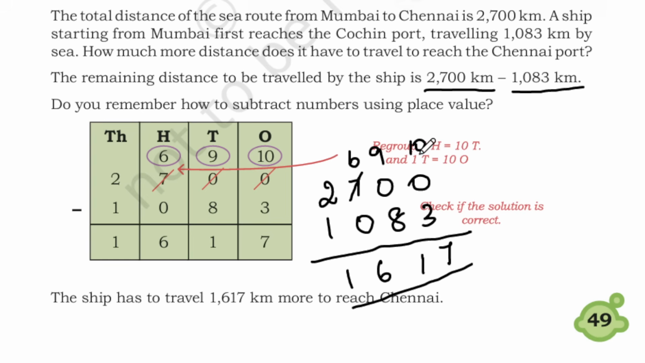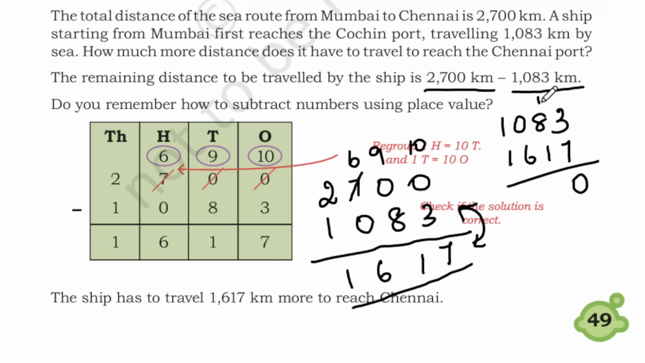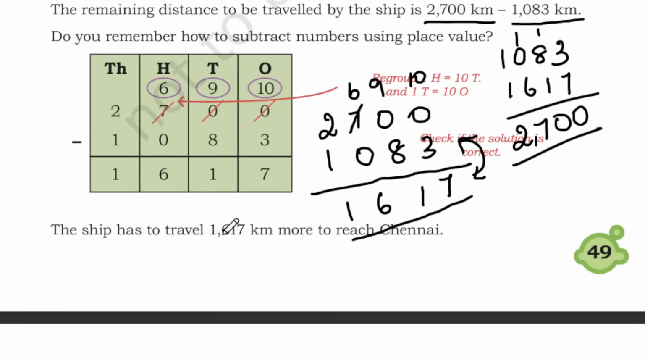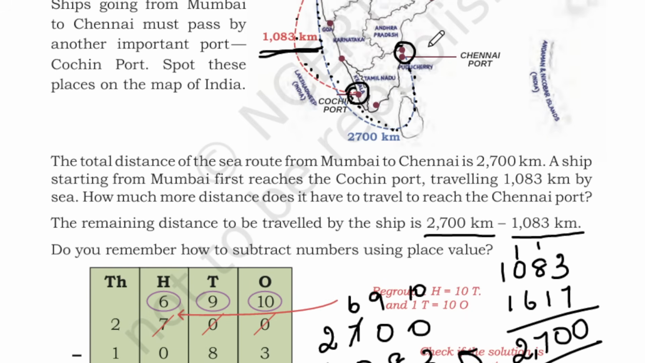Okay. 1617 kilometers. How can we cross check this? If you add these two, you will get the total distance. You can cross check that. You can add 1083 and 1617. So 7 plus 3 is 10, 0 balance 1. So 8 plus 1 is 9, 9 plus 1 is 10, 0 balance 1. 6 plus 1 is 7, 1 plus 1 is 2. So we got the total distance. Okay. So the ship has to travel 1617 kilometers more to reach Chennai.